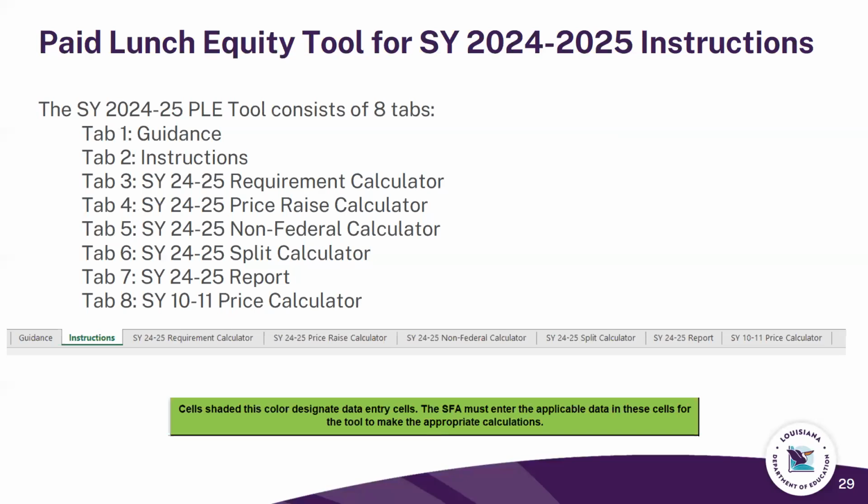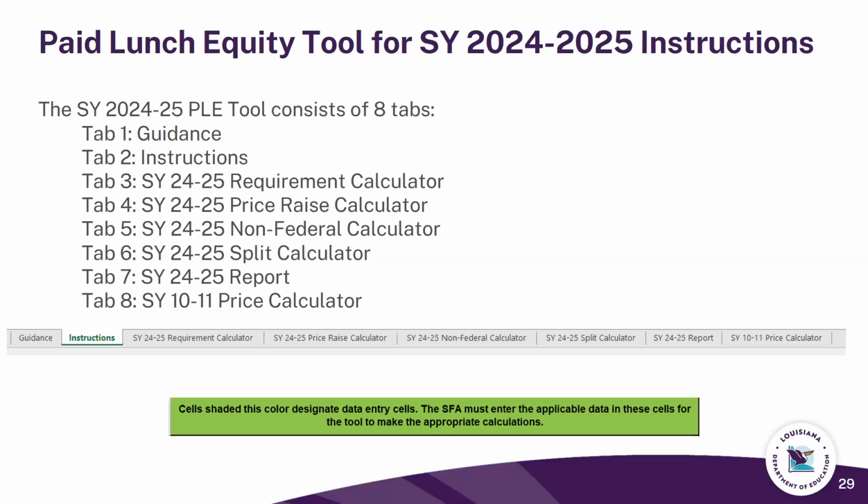The school year 24-25 PLE tool consists of 8 tabs. Tab 1, Guidance. Tab 2, Instructions. Tab 3, School year 24-25 Requirement Calculator. Tab 4, School year 25-26 Price Raise Calculator. Tab 5, School year Non-Federal Calculator. Tab 6, School year 24-25 Split Calculator. Tab 7, School year 24-25 Report. And Tab 8, School year 10-11 Price Calculator.